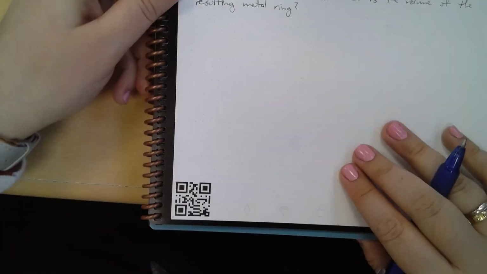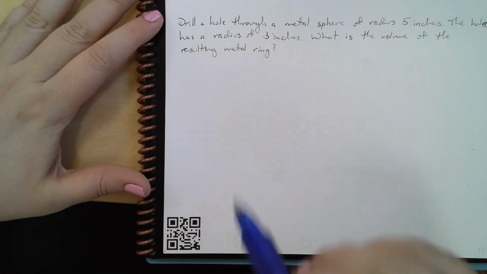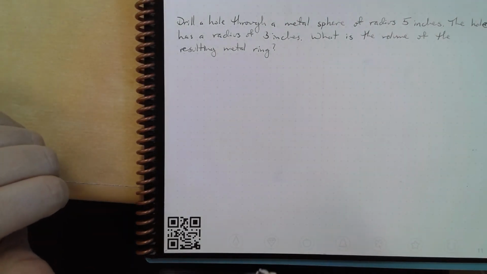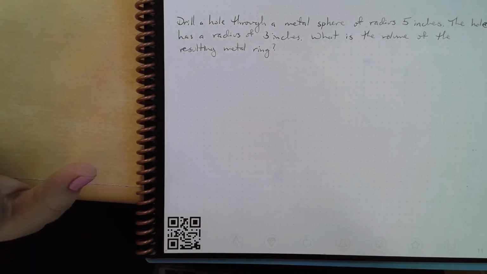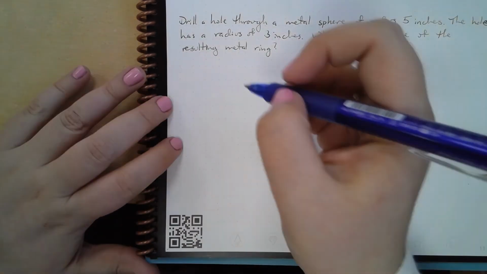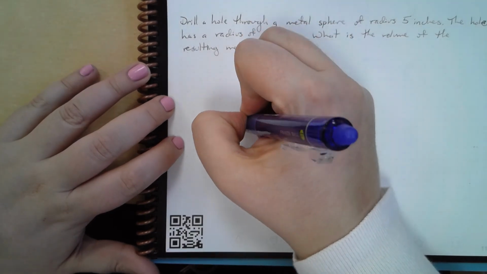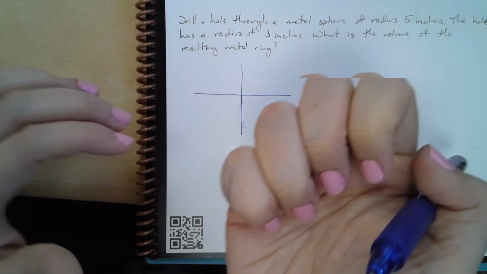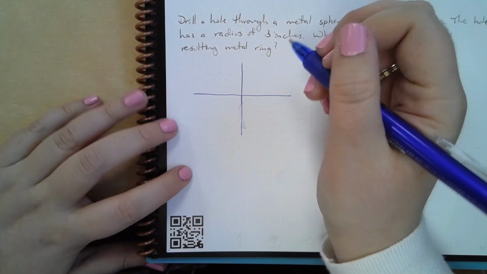Okay, last one. We are asked to drill a hole through a metal sphere that has a radius of 5 inches. The hole has a radius of 3 inches. What's the volume of the resulting metal ring? Well, like I said before, it's always nice to draw these out. So if I draw this, my metal sphere would have a radius of 5.